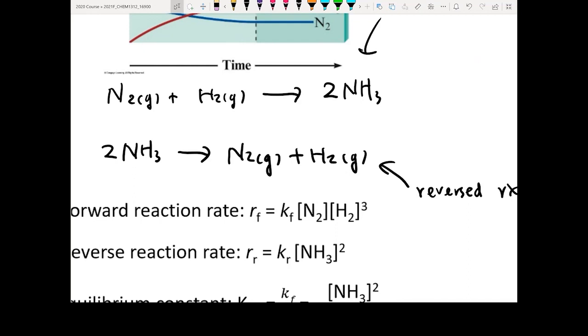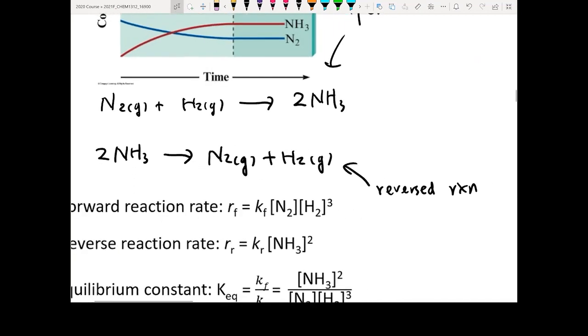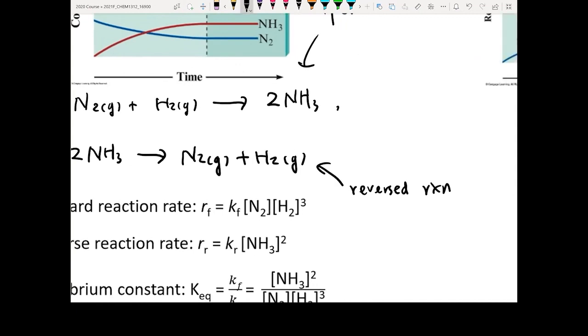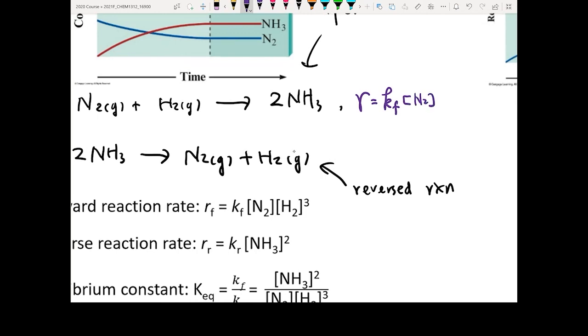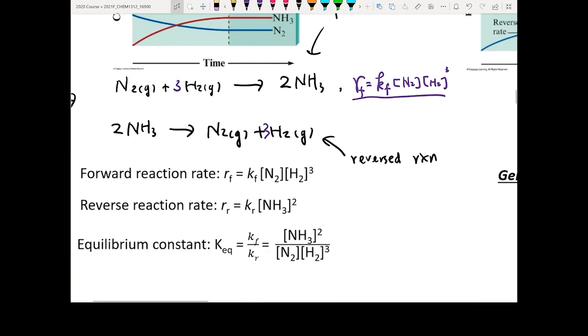Assuming these are your elementary steps, then for your forward reaction, you can actually write out your rate. The rate can be written as the forward rate constant Kf times [N2] times [H2] to the third power. You can do the same thing for the rate of the reverse reaction. It's going to equal your rate constant Kr multiplied by [NH3] to the second power.